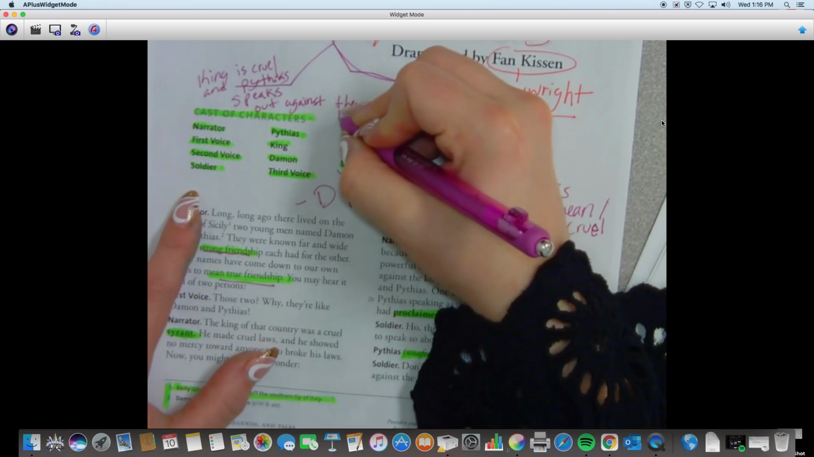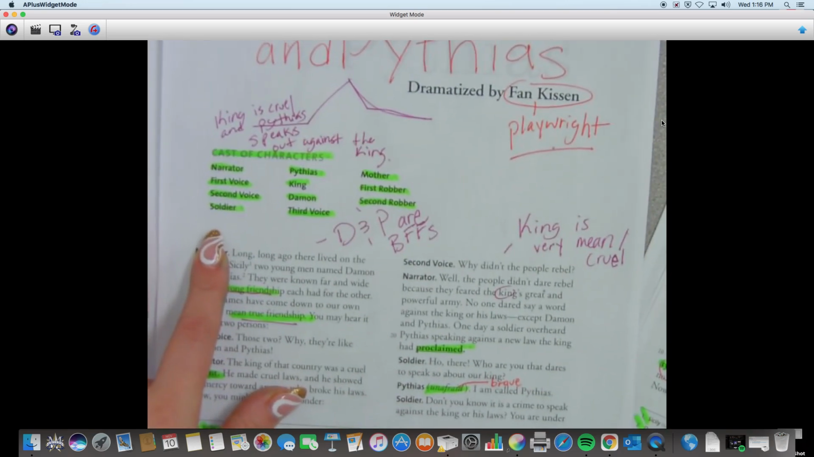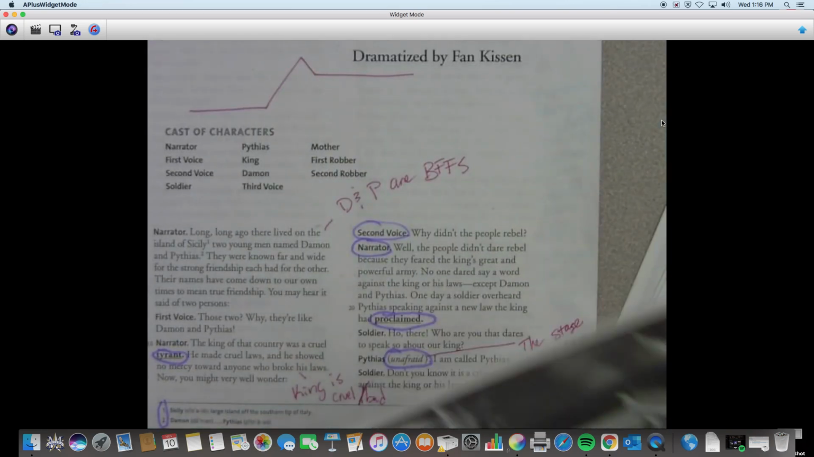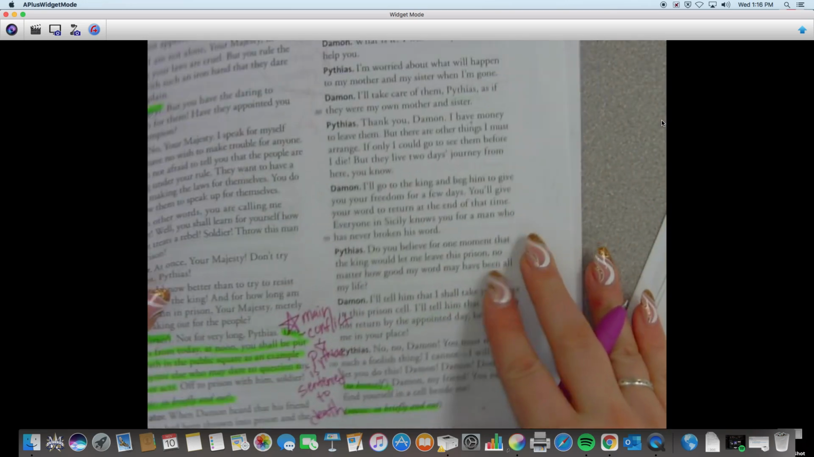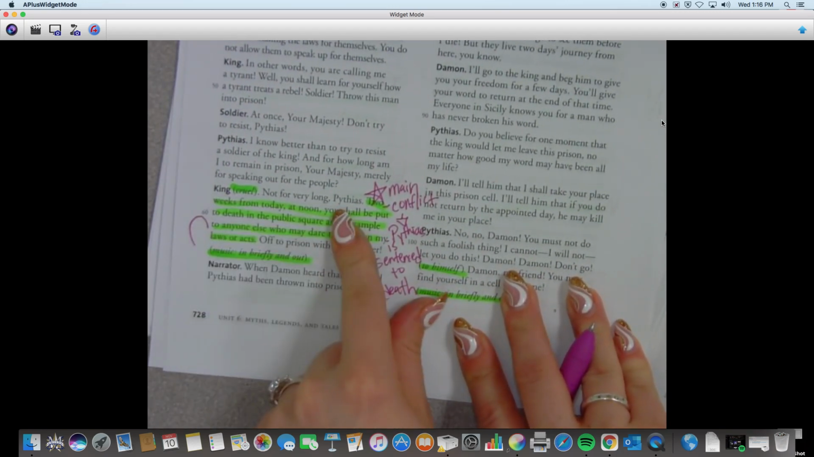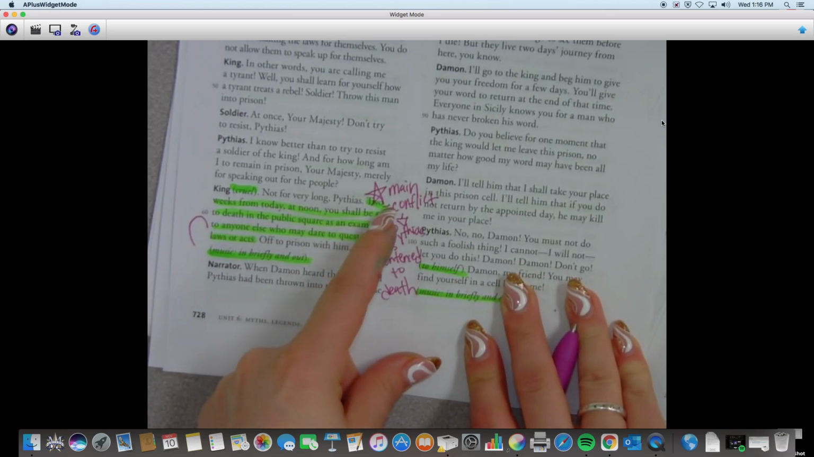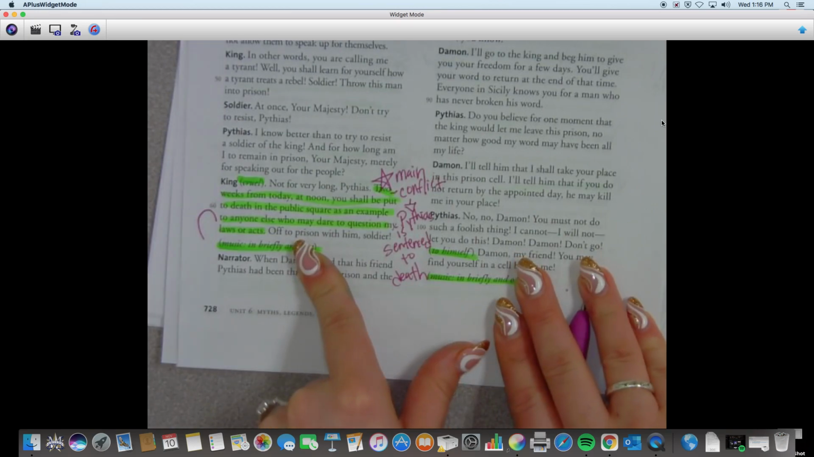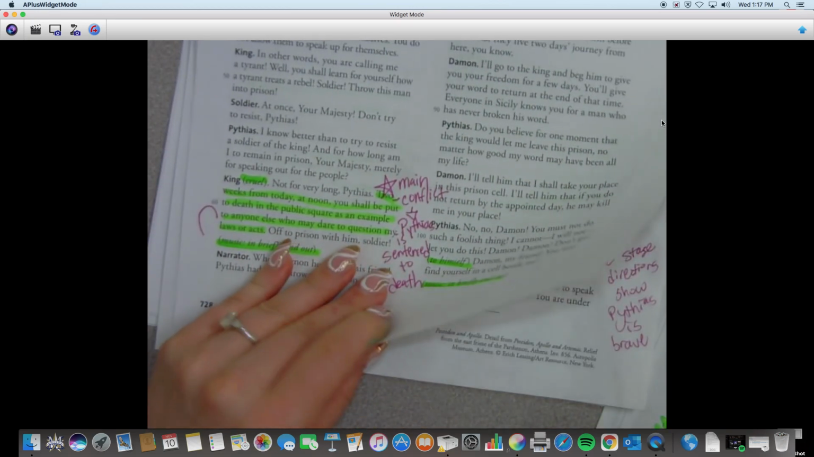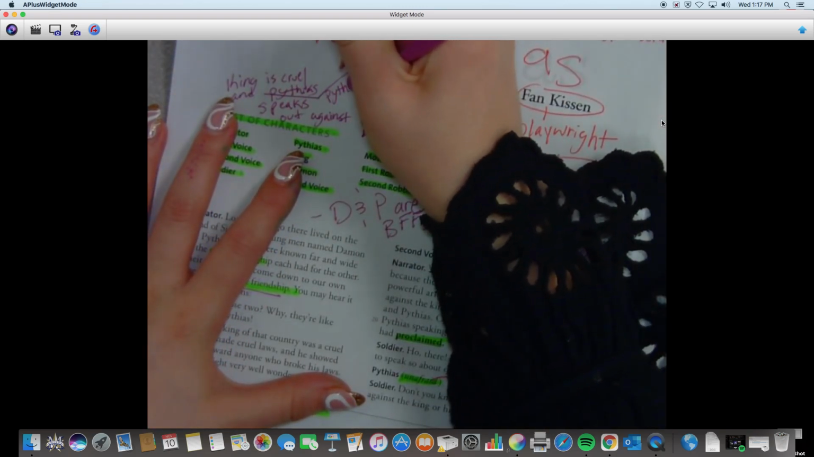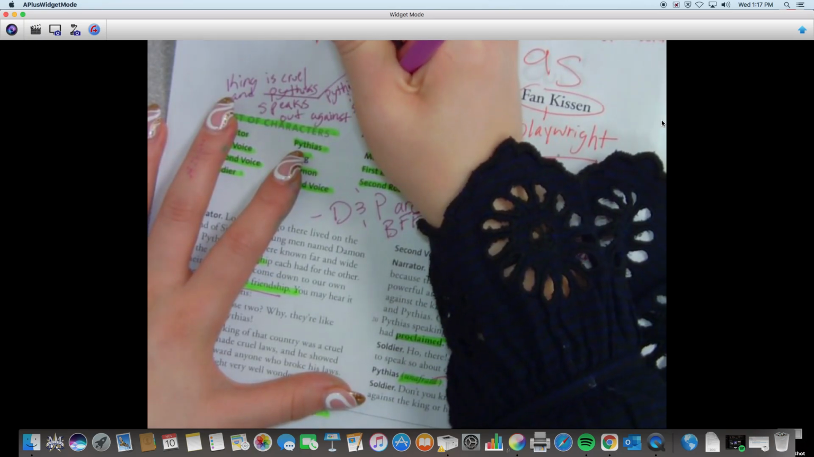And then as I was looking at the rest of my chunks, I'm turning the page, it talks about how the soldier brings Pythias to the king, and right here is a really important chunk because I highlighted and I wrote, this is where the main conflict happens. Pythias is sentenced to death by the king. So now we have a huge problem in our story. So that would be another really important part of our story that I need to write. Pythias is sentenced to death.